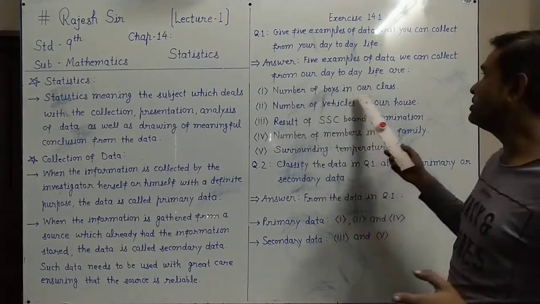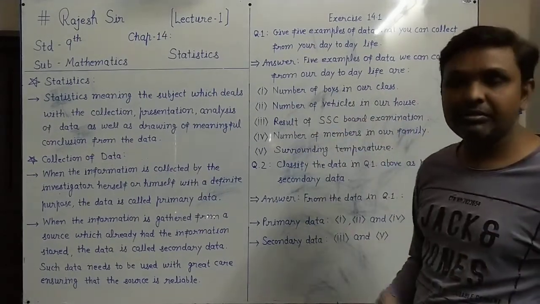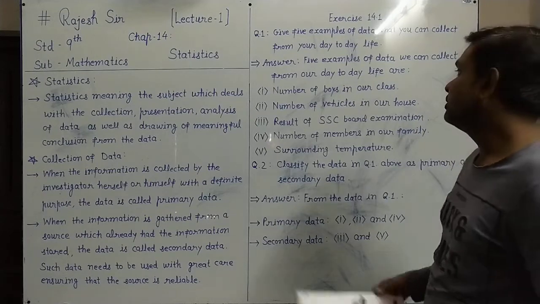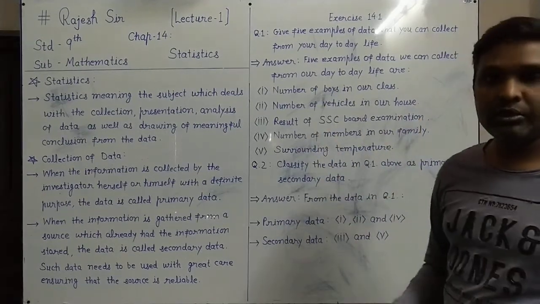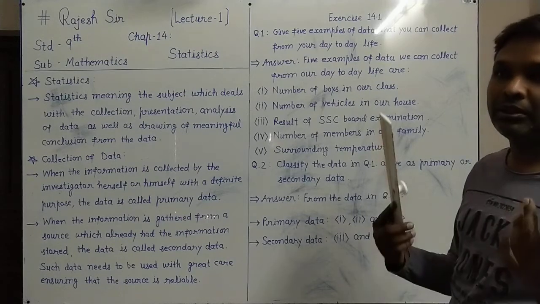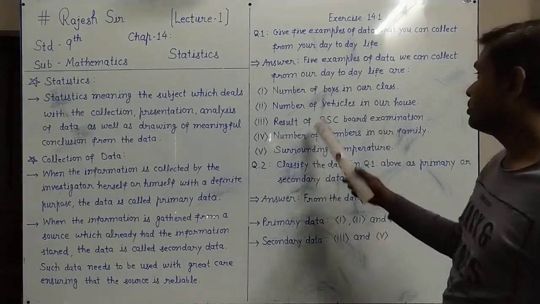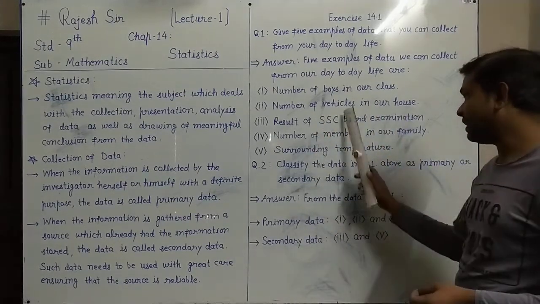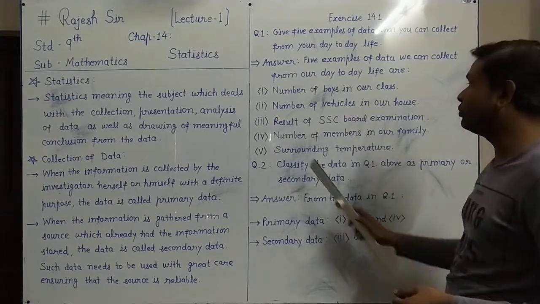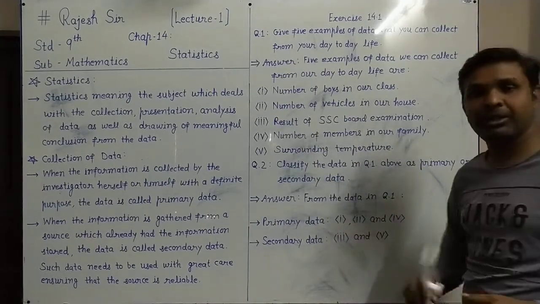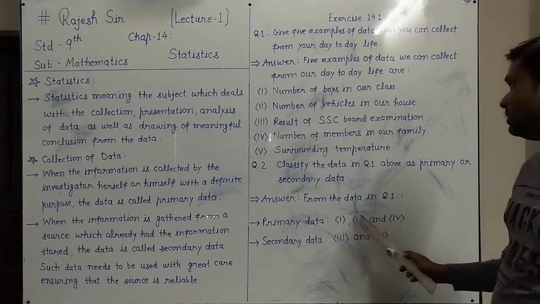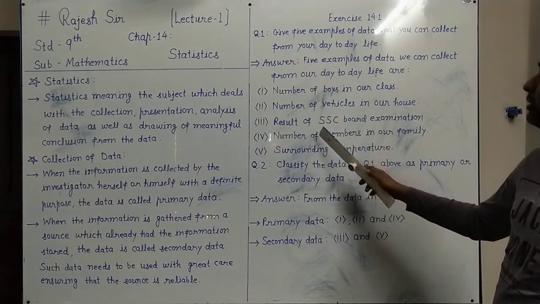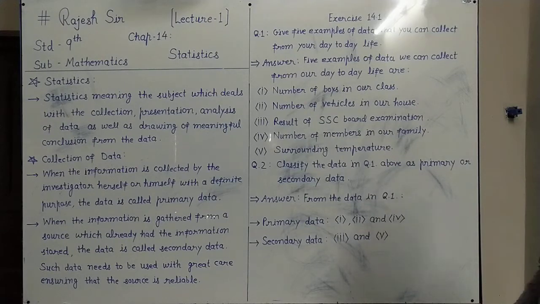Because number of boys in our class we can count ourselves, it is primary data. Number of vehicles in our house also we can count ourselves only, no need to ask any other. So number of vehicles in our house, that is the second, is also primary data. And the 4th, number of members in our family, that also we know. So examples 1, 2 and 4 are primary data.